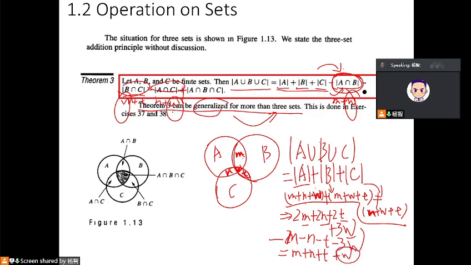And what's the result of W? The W is the central part. The W is the intersection of A and B and C. So you should add this part. All right?